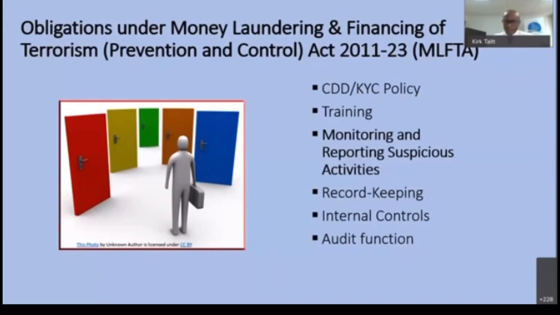Can I get the slide moved forward, please? Unfortunately, it's not moving forward. Right.